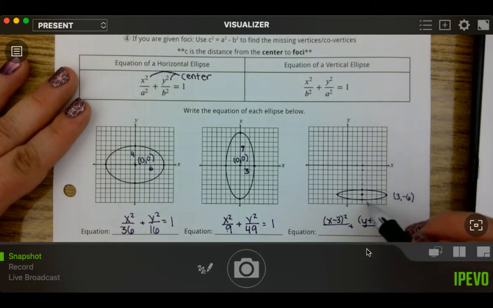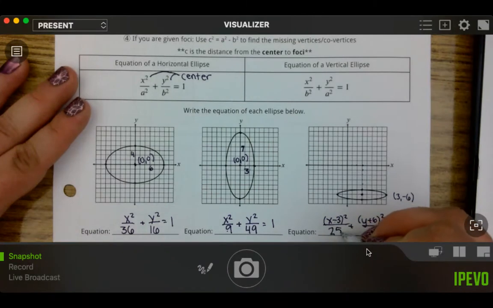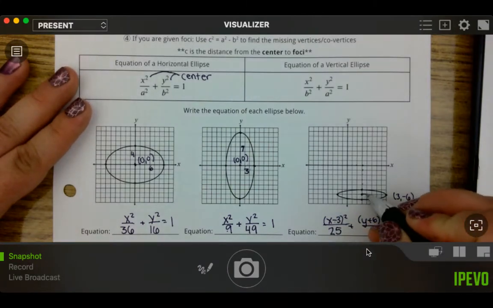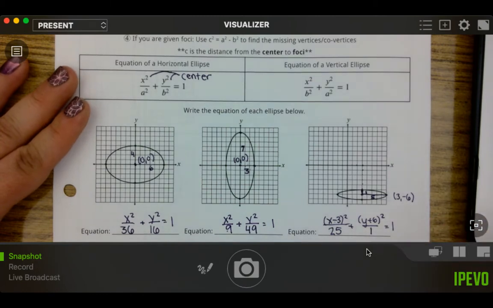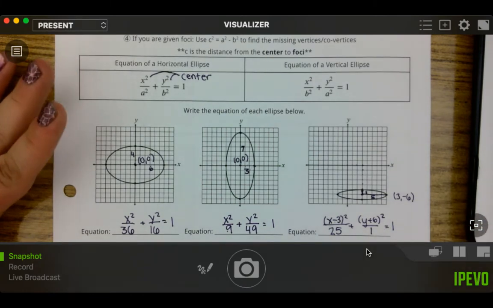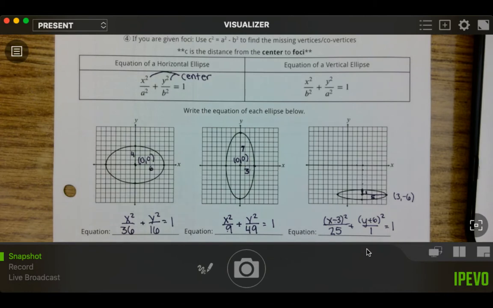Underneath the x's, that distance is 1, 2, 3, 4, 5. 5 squared is 25. And on the y's, it's 1. 1 squared is just 1. So we technically didn't even have to make that one a fraction if we didn't want to. But it's not really worth changing at this point, so I'm just going to leave it.